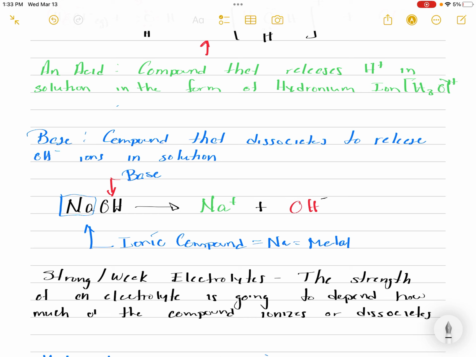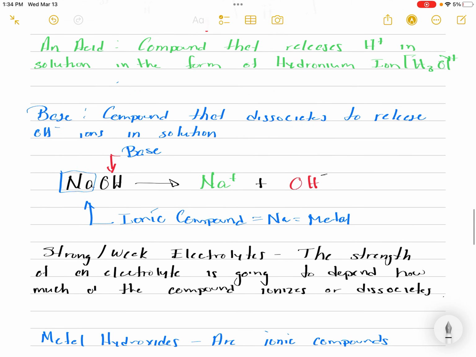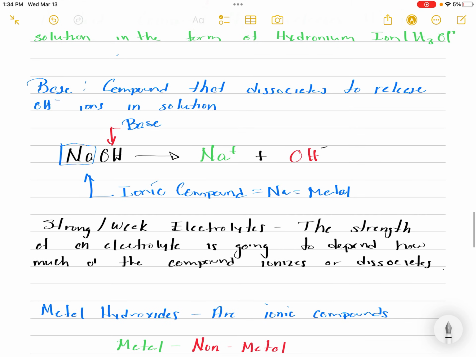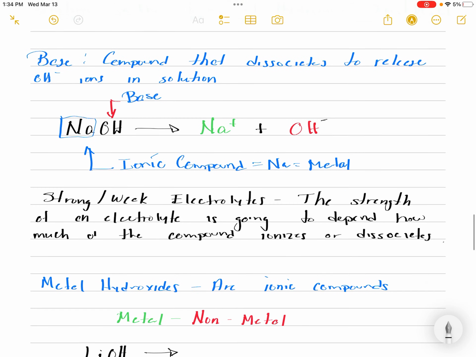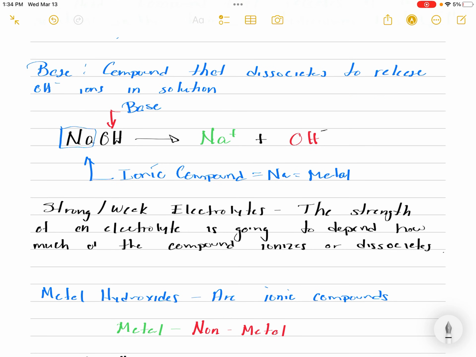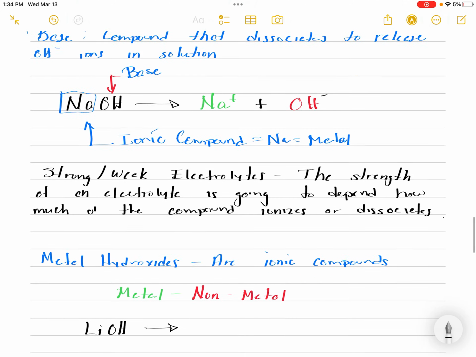Now, the level at which they can separate is going to determine how much of the compound ionizes or dissociates, like how much of an ability it has to separate and make these ions. Depending on how much it's able to release, it's going to be either a strong or a weak electrolyte. So metal hydroxides, like we just talked about, are basically ionic compounds. It's going to separate into the metal and the non-metal.